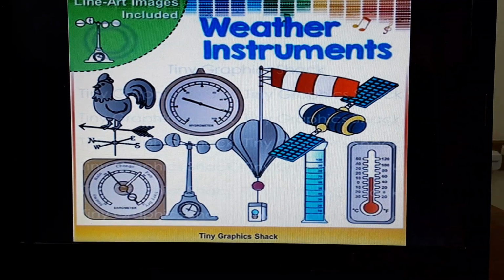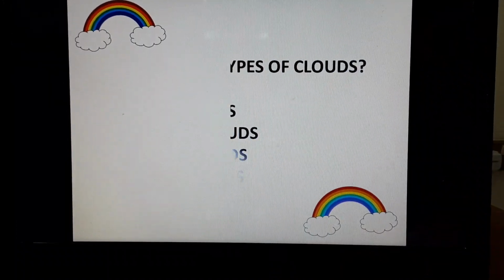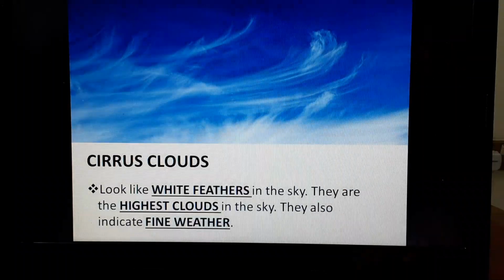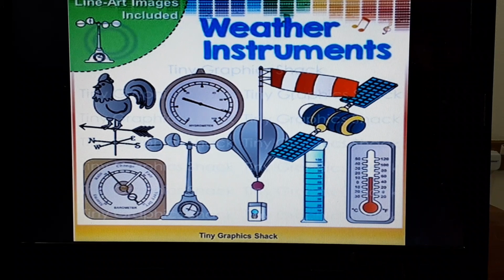Okay, so let's go back. What are the different types of clouds again? So they are the cirrus clouds, the cumulus clouds, the stratus clouds, and the nimbus clouds. Now let's proceed with the different weather instruments.